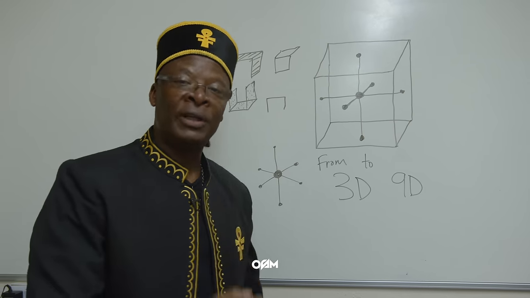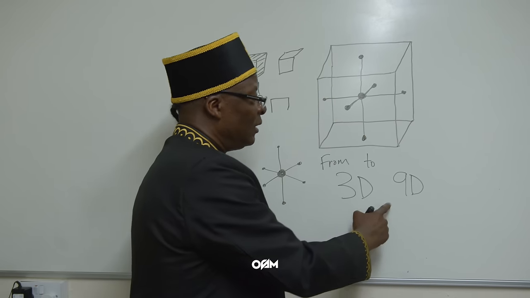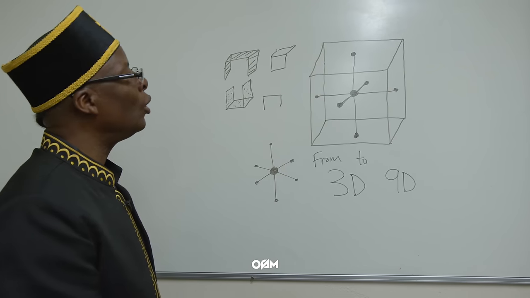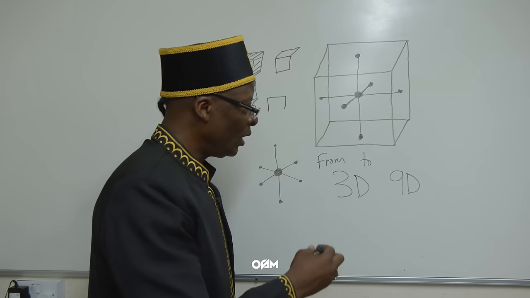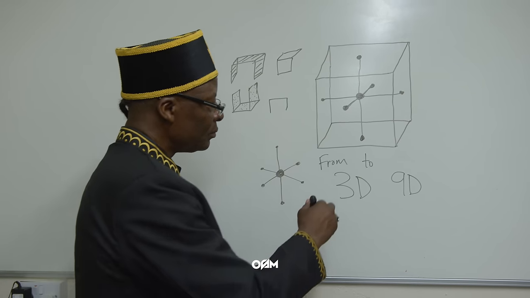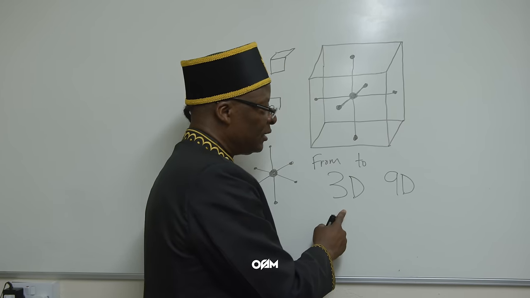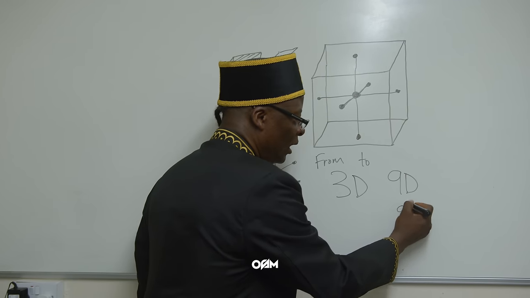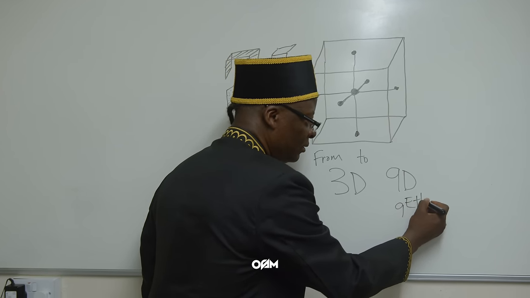I did a class the other day called From 3D to 9D, and the D's are for dimensions, yeah? Most people know about the three-dimensional world. And I'm saying that you can go from 3D to 9D. And when we say 9D, I'm dealing with 9 ether, right?